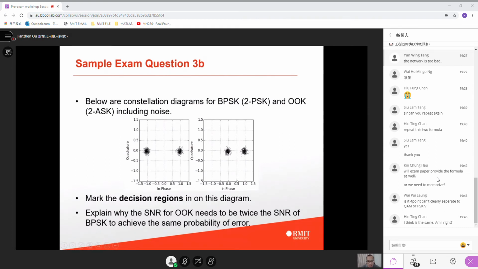That's the decision regions. But now the second question is to explain why the SNR, the signal to noise ratio, for OOK needs to be twice the SNR of the BPSK to achieve the same probability of error. So this really depends on the decision regions. So how does it look? Let's go to the solution to try to understand it.